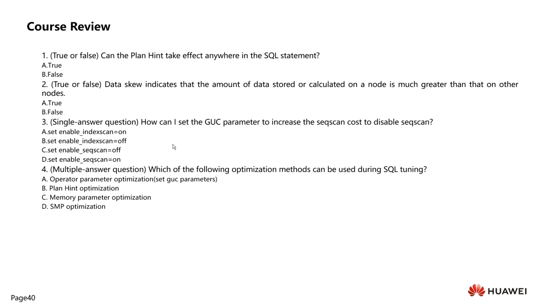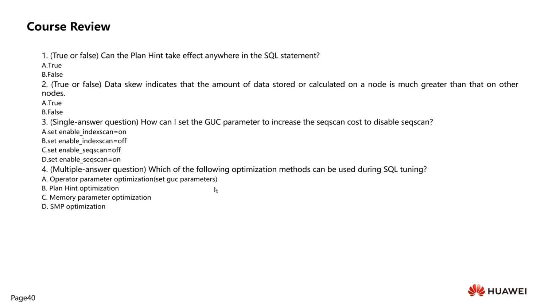Question 3, how can I set the GUC parameter to increase the sequential scan cost, to disable the sequential scan? The answer is C. If we think a little bit more beyond the scope of this question, what will happen if we set every scan operator to be off? Will the query still execute? The answer is that the query will still execute.